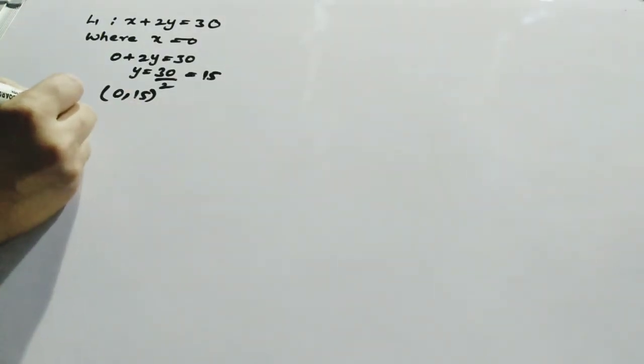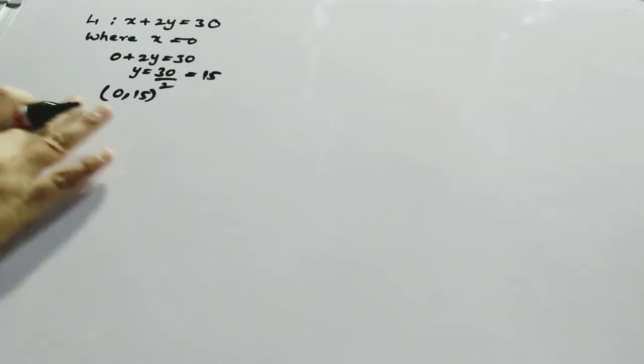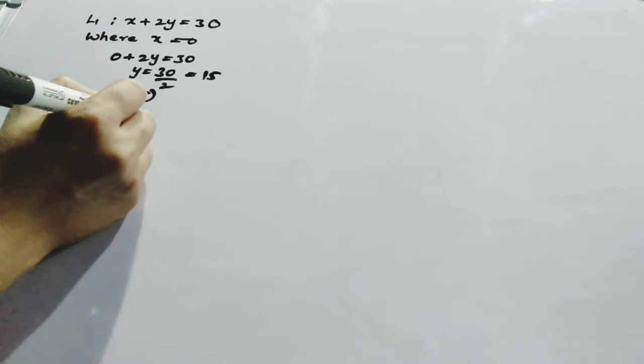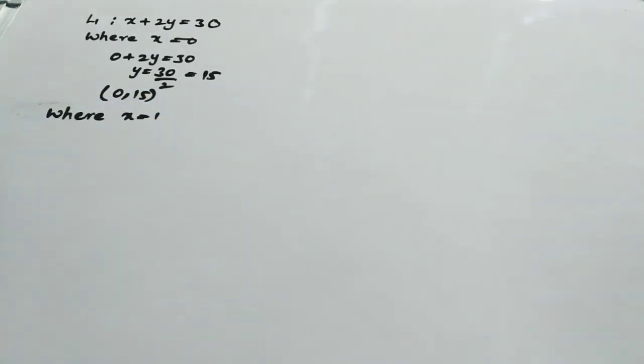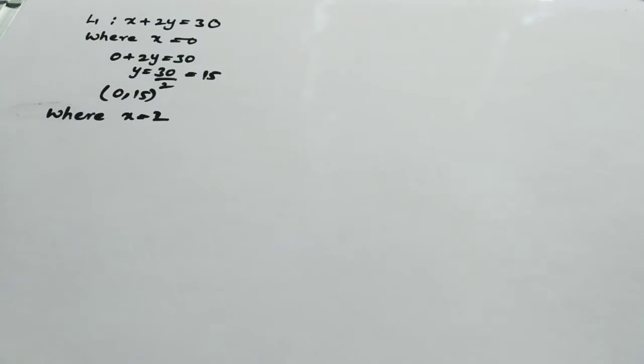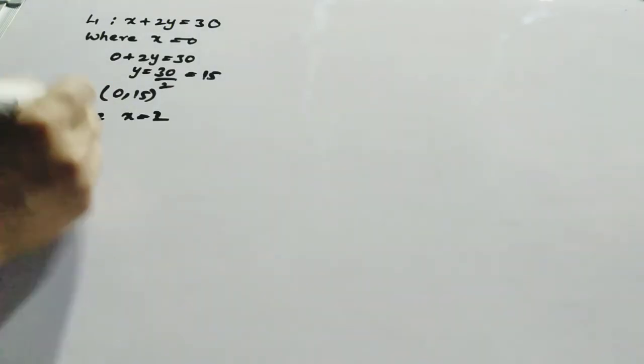Let's take L2, let's take x equal to 2. You can take x equal to 1, but if you take x equal to 1, you get 29 by 2, which gives decimal points. Try to avoid fractional parts. So we are taking x equal to 2.